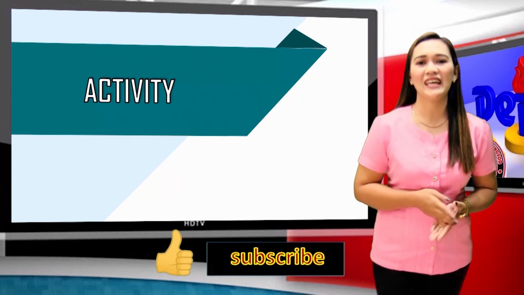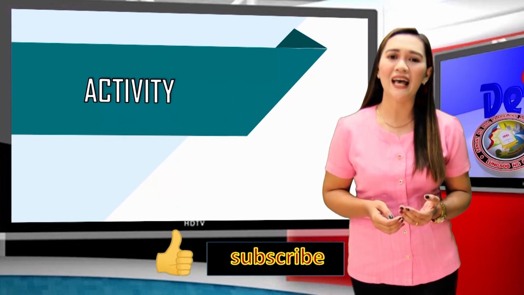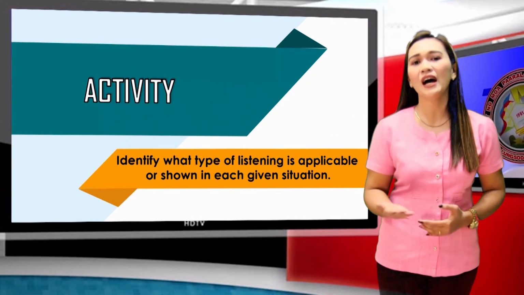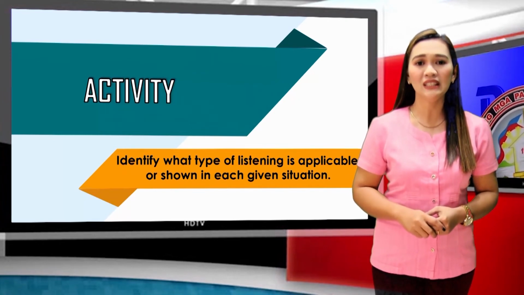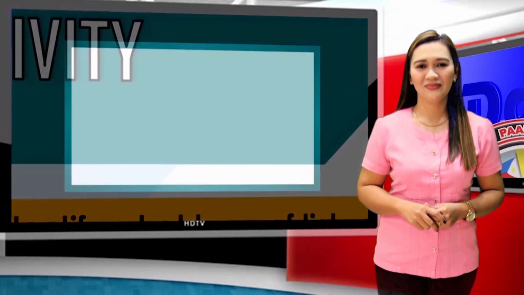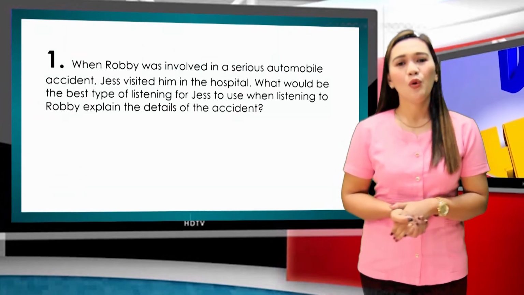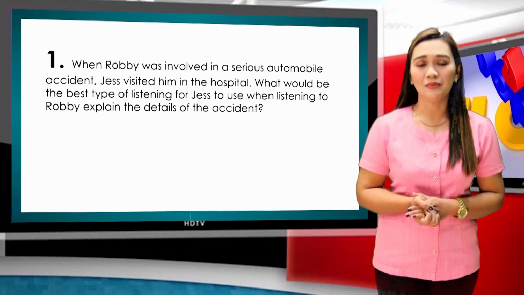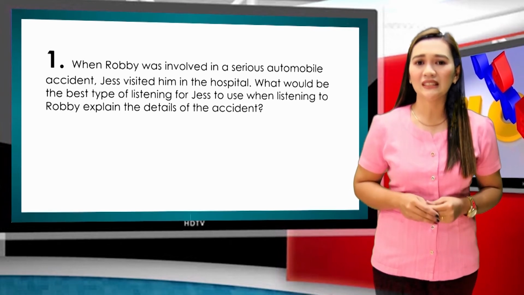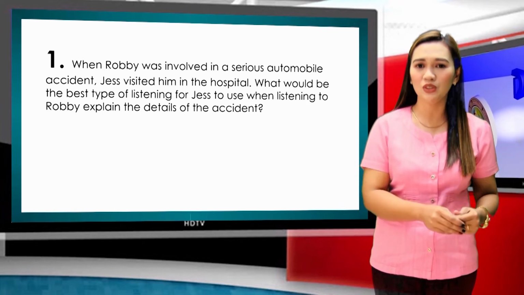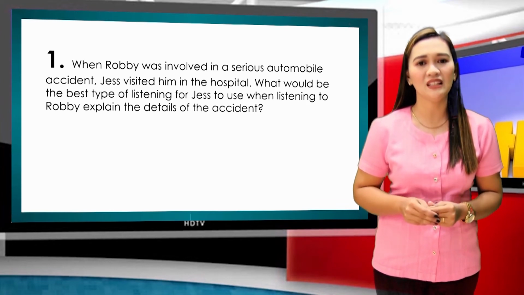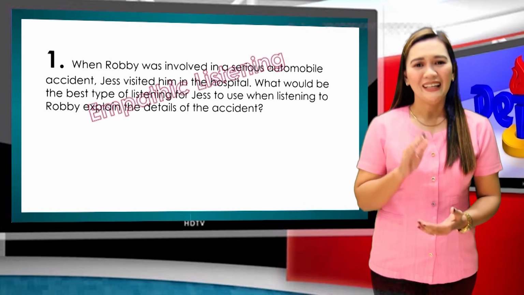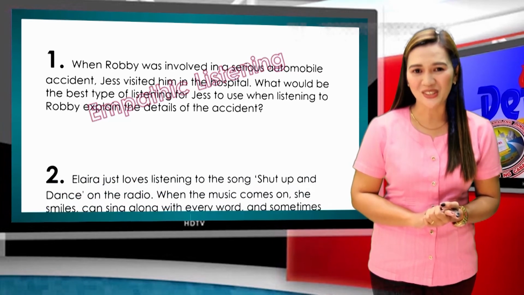Now let me check your understanding about our lesson by simply answering this short activity. For the direction, you just have to identify what type of listening is applicable or shown in each given situation. Number 1. When Robbie was involved in a serious automobile accident, Jess visited him in the hospital. What would be the best type of listening for Jess to use when listening to Robbie explain the details of the accident? Very good! The empathic listening is the answer.